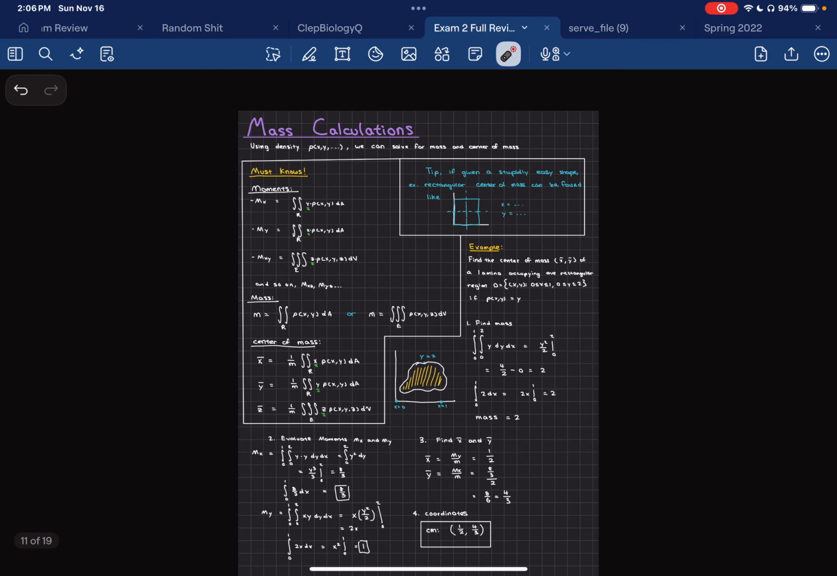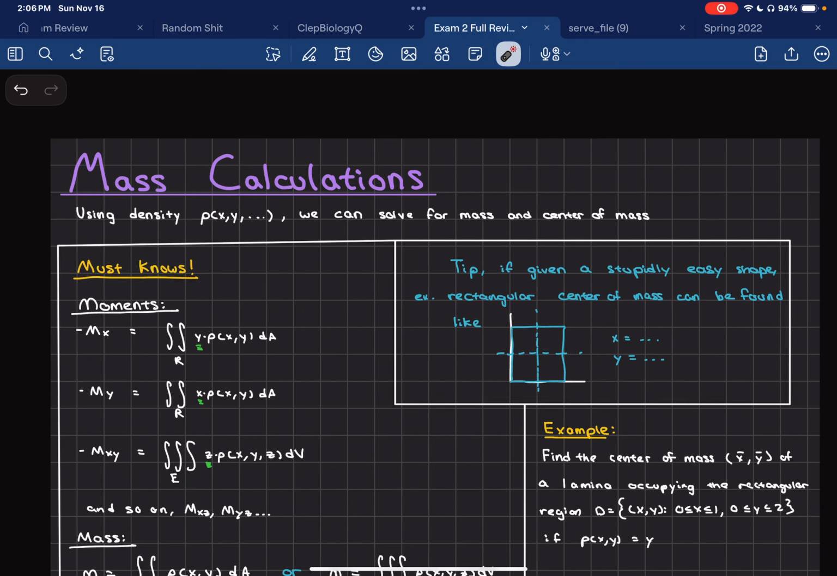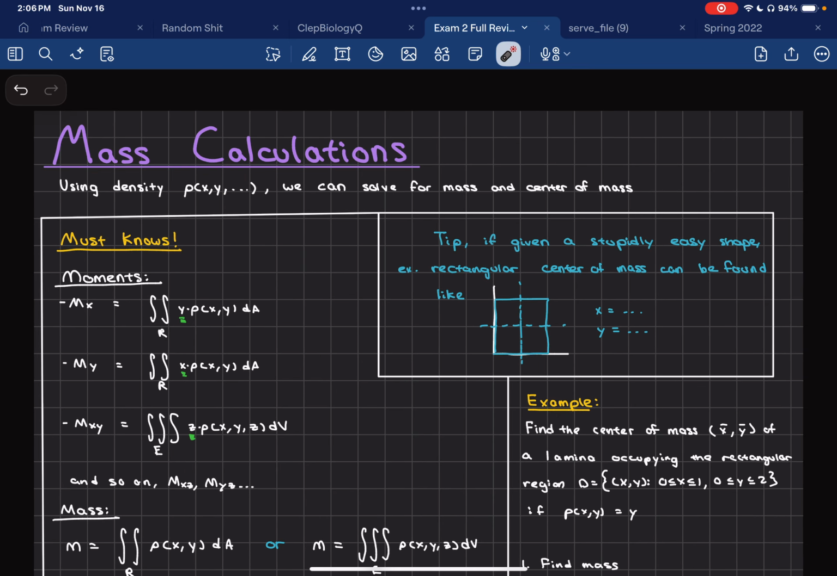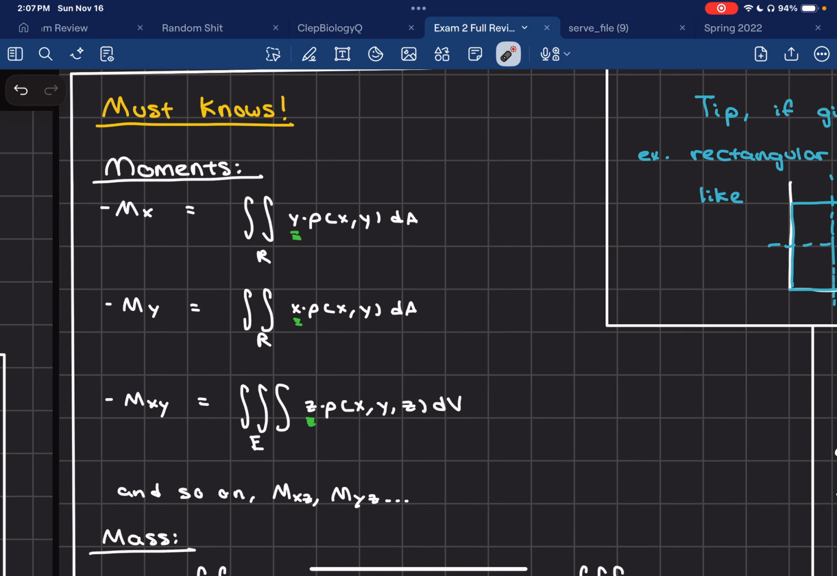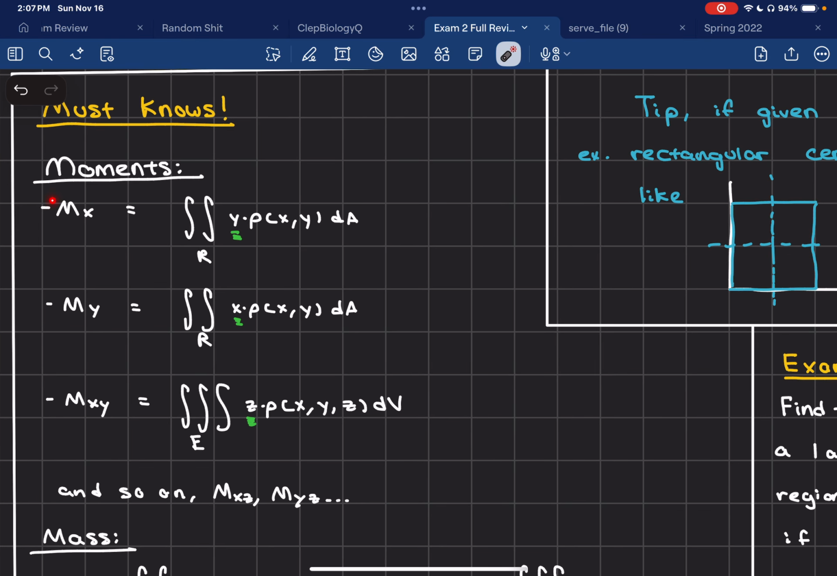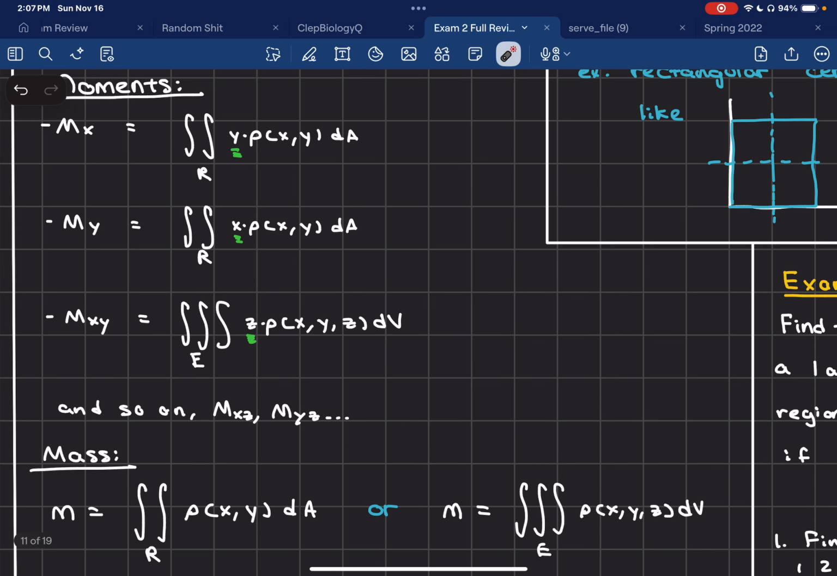Mass calculations. Now we're using density. Using density, we can solve for mass and the centroid, the center of mass. So here are some must-knows. You have to know what these moments are. So you can read these as Mx, My, and this is just Mxy. This is the first way that you can solve for the z for the center of mass, but these also go into Mxz, Myz, and so on and so forth.